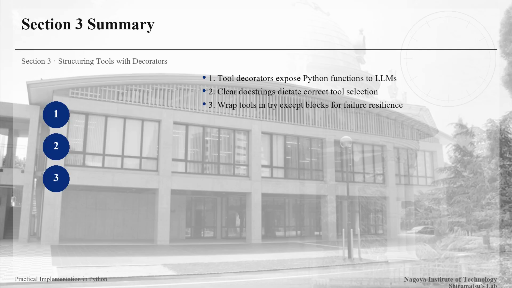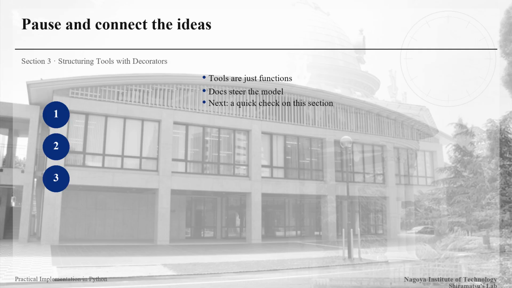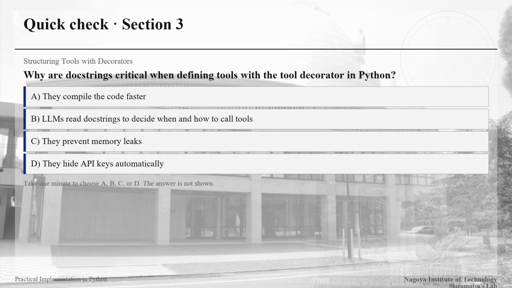Section 3 takeaways. Decorators expose tools, docstrings guide selection, and try-except improves resilience. Pause here. Tools are functions, and docs steer the model. Now the quick check. Quick check after Section 3. Why are docstrings critical when defining tools? Choose A, B, C, or D. Take 1 minute to think, then choose A, B, C, or D. The correct answer is not shown.